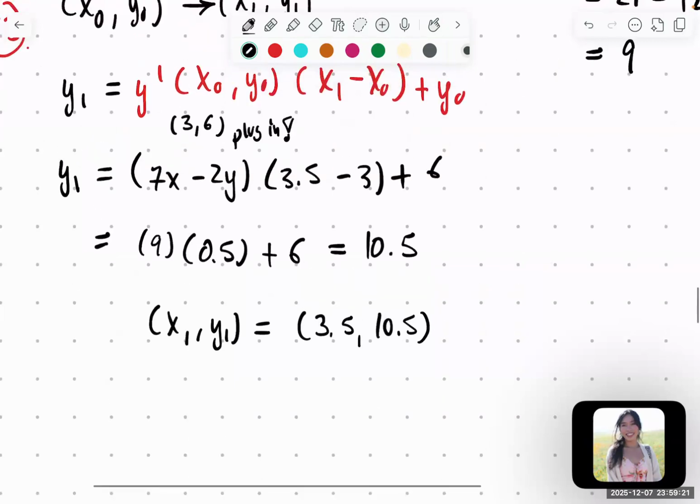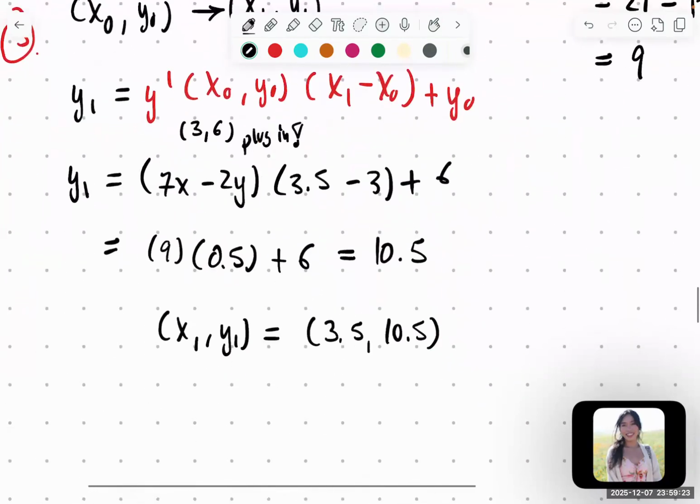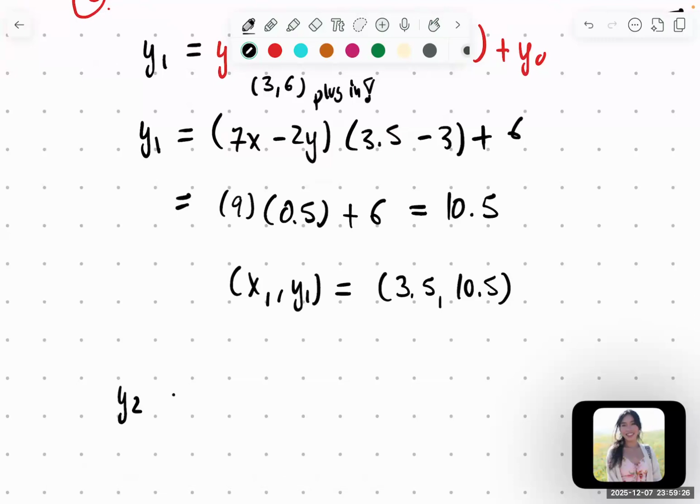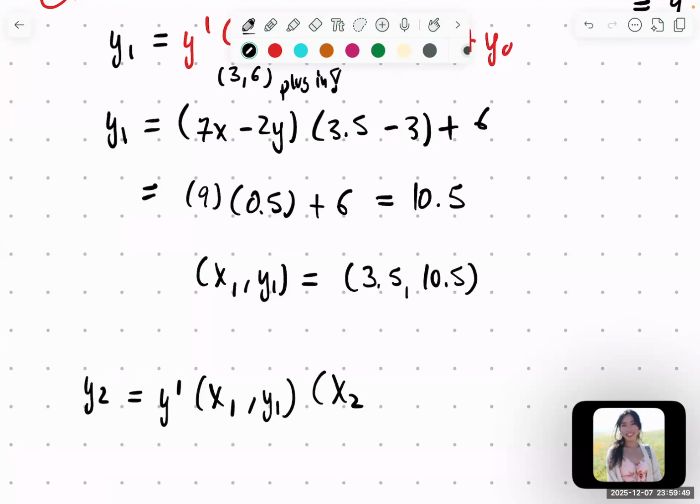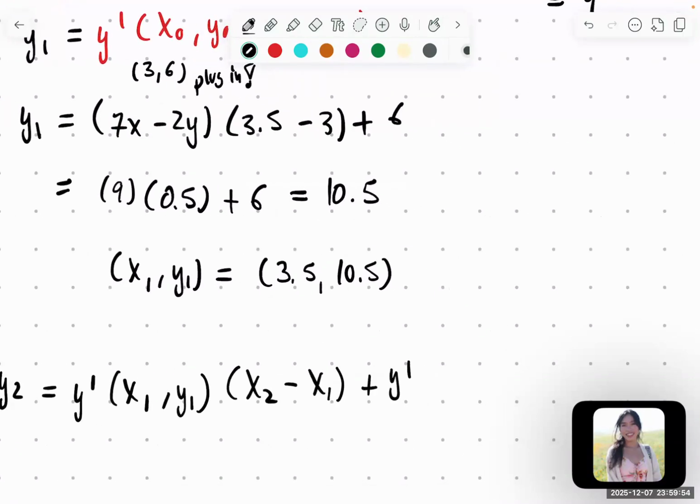Okay, so now we figured out our y1, and we just have to figure out our y2 and y3. So we're basically going to do the same thing over again, our y2, but we are going to change these up a bit. So before we wanted to find like our x of 0 or y of 0, but now that we've already used that and we found our x1, y1, we're going to change this up just a little bit for our y prime to be, we're going to use our x1, y1, times our x2 minus x1 plus y1.